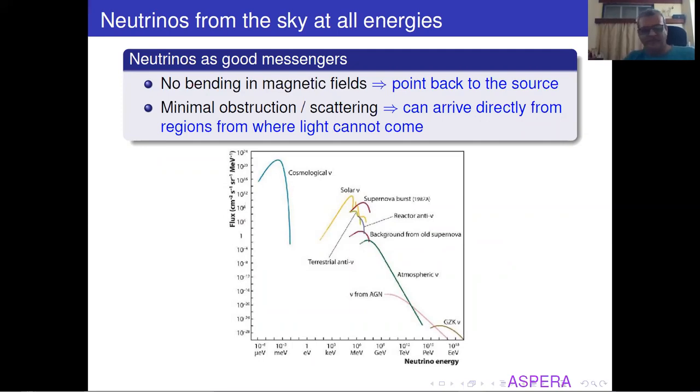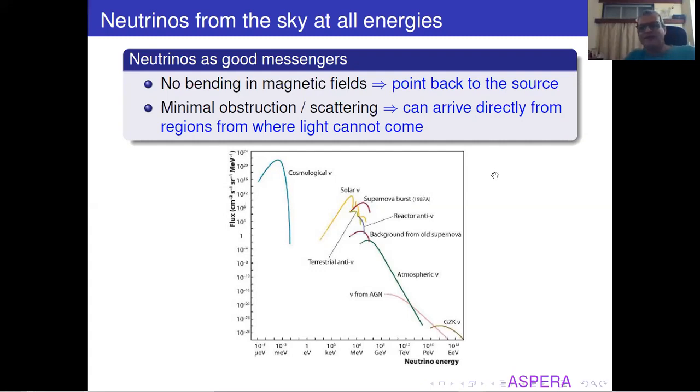This is something that is not possible with cosmic rays, because cosmic ray protons bend in the magnetic fields of the galaxy. Therefore, we can never say where they are going to come from, even if we get very large signals. Of course, you can say light is perfectly fine, because light does not bend in magnetic field, and indeed light is what we use to take observations in the sky.